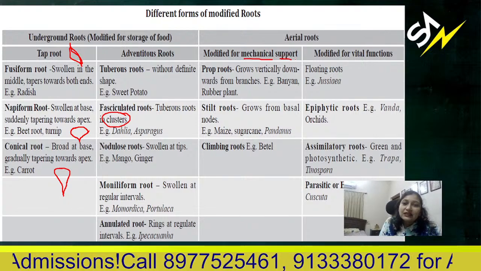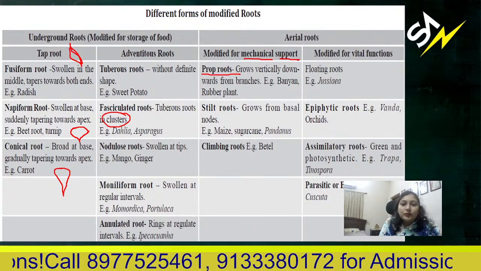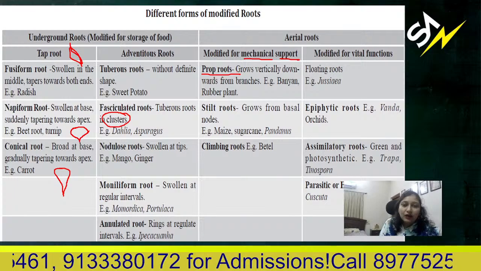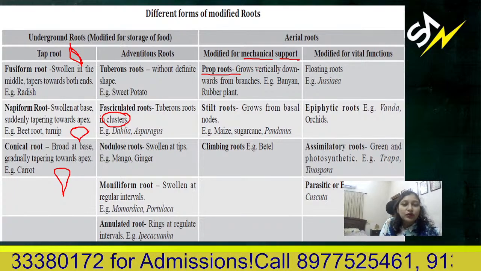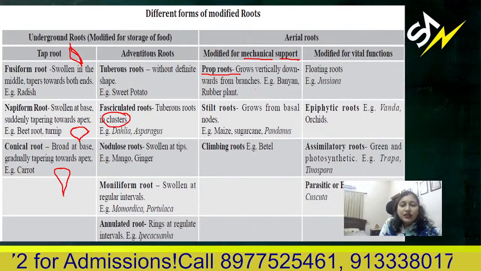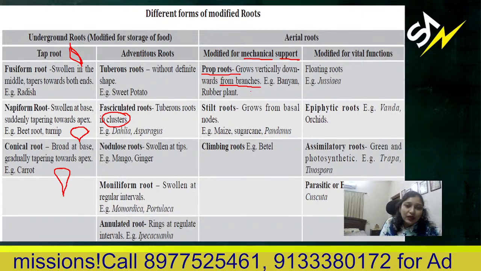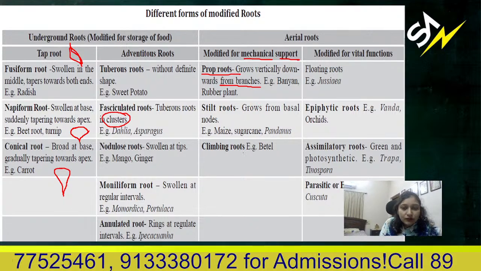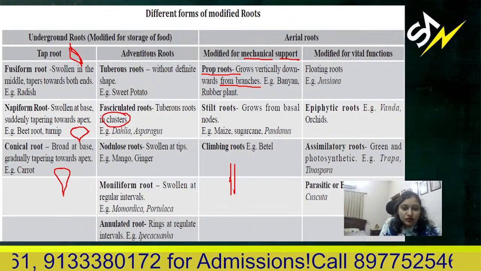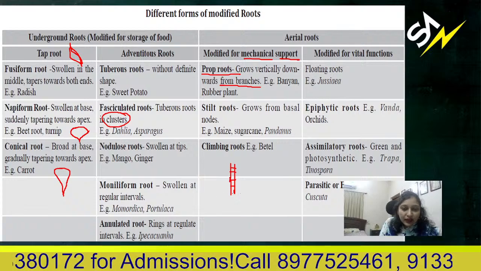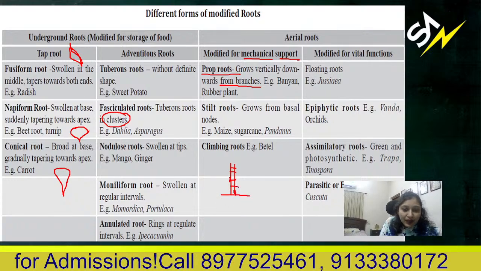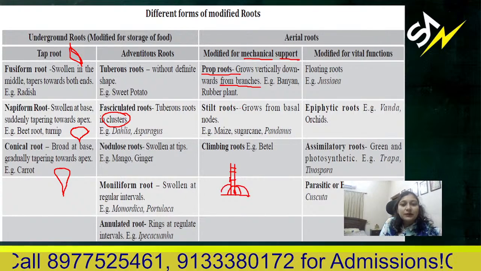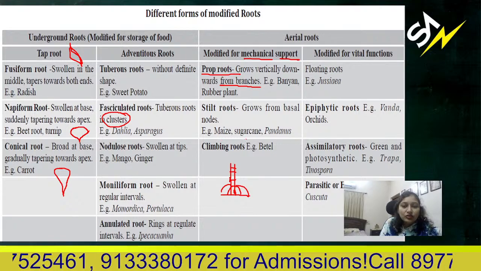Then for mechanical support we have prop roots. Prop roots in banyan tree and rubber plant grow vertically downwards from the branch. These are adventitious roots. They grow from the branches, not from the radicle. Then stilt roots, grown from the basal nodes. See, it is like this, for example, sugarcane. These are different nodes, and here the ground is there. From the basal nodes, these roots grow like this, giving additional support to the plant, like in maize and sugarcane.